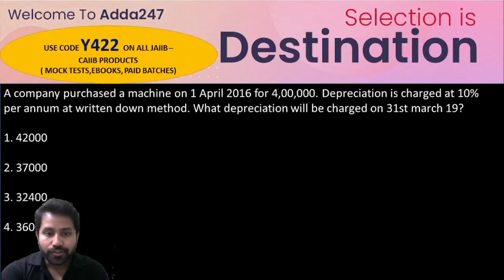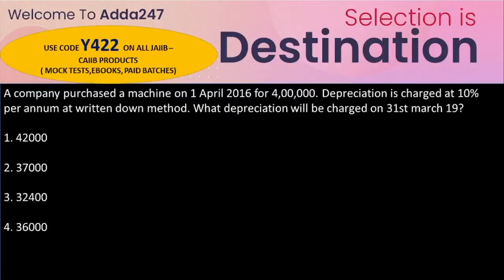So the first question is based on depreciation, and we have to calculate the depreciation here. The question is: a company purchased a machine for 4 lakh rupees, and depreciation is charged at 10% per annum under the written down method. What depreciation will be charged on 31st March 19?